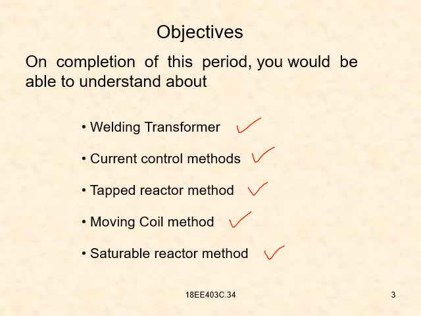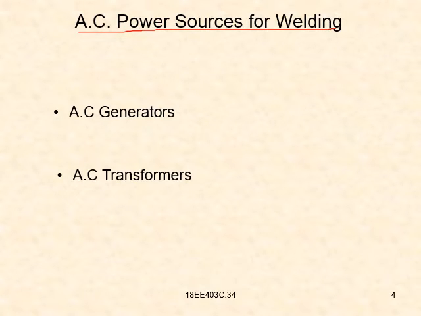Okay, now moving on to the next slide. The AC power sources for welding. There are mainly AC generators and AC transformers. These are the two main AC power sources for welding. One is AC generators and the other is AC transformers. As you all know what a generator is and what a transformer is.